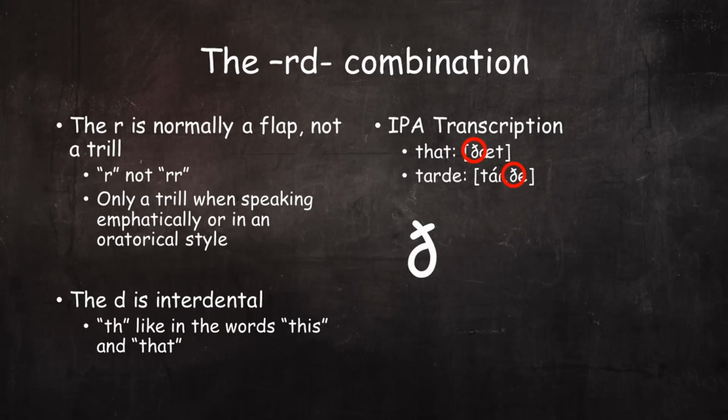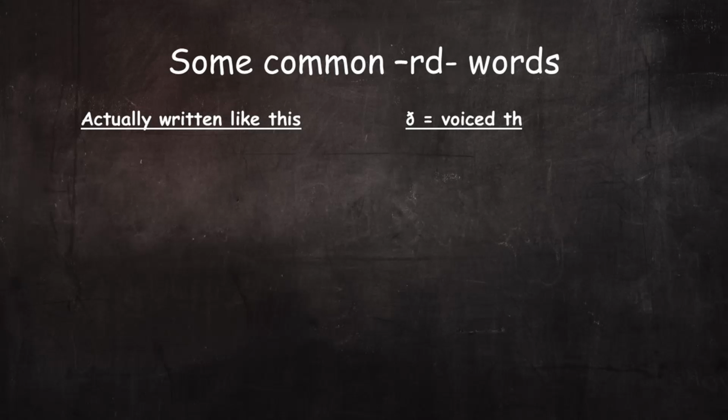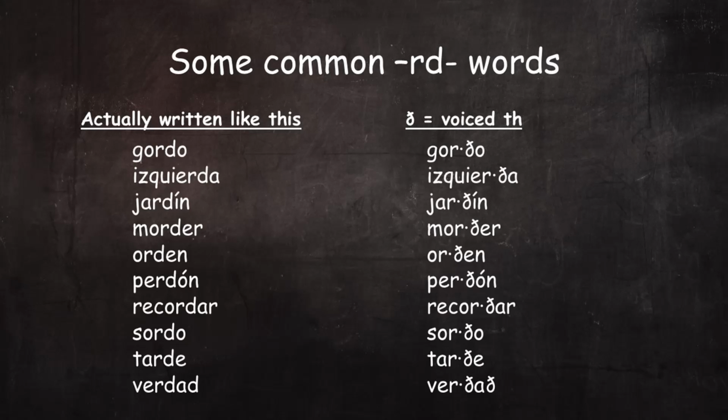Let's look at a sample of some of the more common Spanish words with the RD combination. As I pronounce them, listen for the flapped R and the interdental D. In order to help you think of the D as interdental, you may want to imagine that the words are spelled with the phonetic symbol that represents the voiced TH sound. Gordo, izquierda, jardín, morder, orden, perdón, recordar, sordo, tarde, verdad.